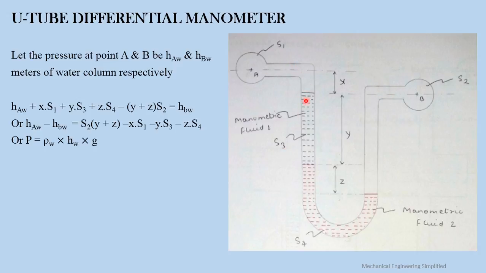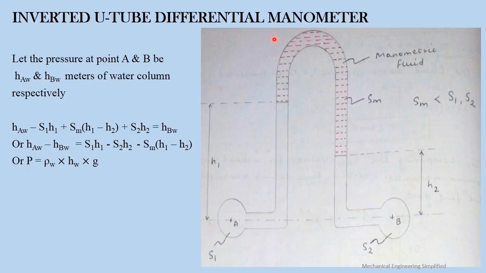In this case you can also see that this is S3 and this is S4, so you can clearly make out that the specific gravity of manometric fluid 1 will always be less than the specific gravity of manometric fluid 2, otherwise this fluid will mix into this. This should not happen; these should be two immiscible fluids. So the U-tube differential is used when the fluids whose pressures are to be measured are lighter than the manometric fluids, and the inverted U-tube differential is used when the fluids to be measured are heavier than the manometric fluid.